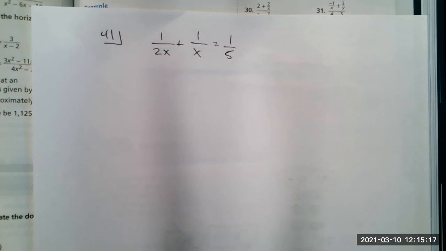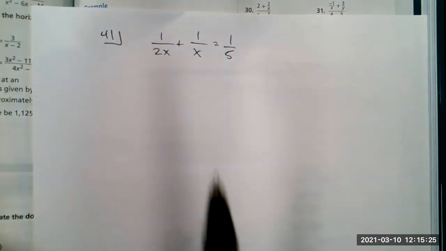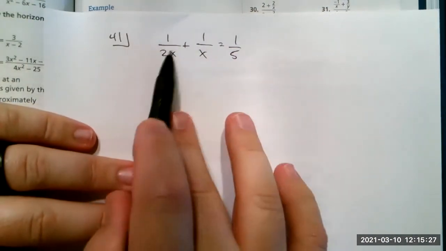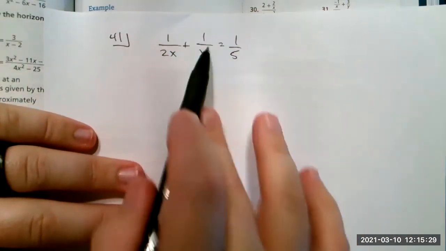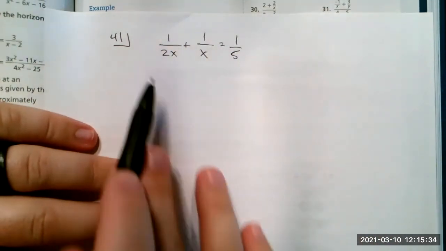So get common denominators. Again, however you want to do it, it's completely up to you. You can get a common denominator for the entire equation. You can get a common denominator for just the left side, then add those together, then cross multiply. It's really up to you. Let's get a common denominator for the entire equation because I feel like we've seen the other one a lot.